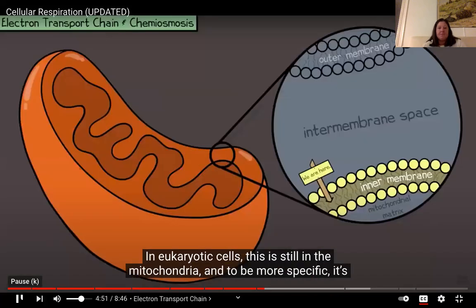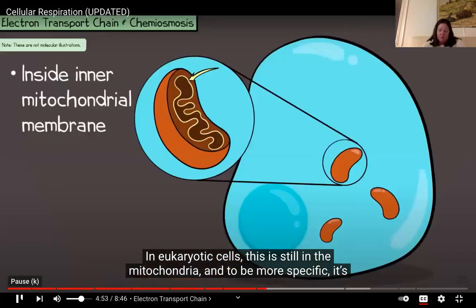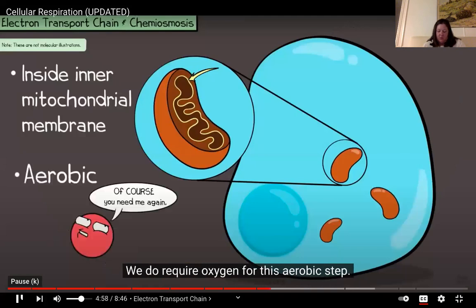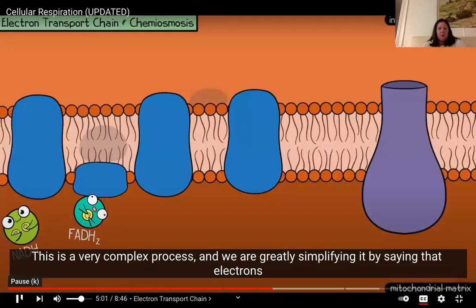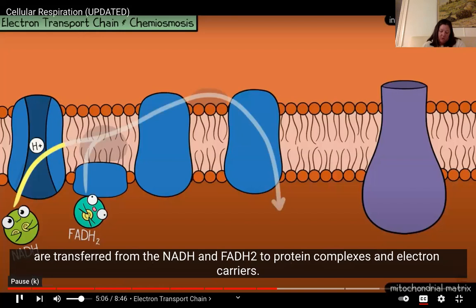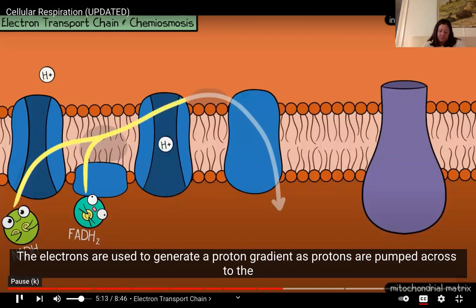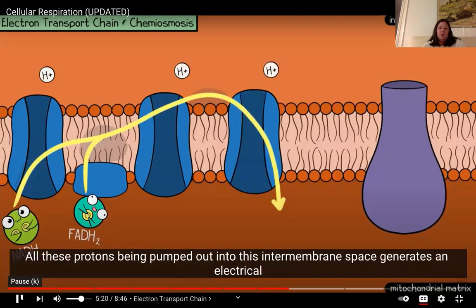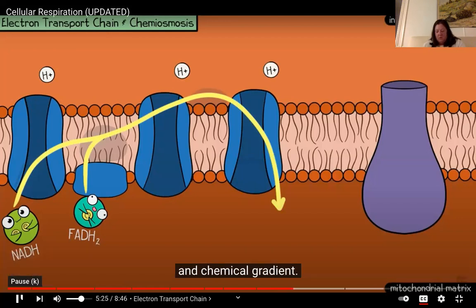In eukaryotic cells, this is still in the mitochondria, and to be more specific, it's involving the inner mitochondrial membrane. We do require oxygen for this aerobic step. This is a very complex process, and we are greatly simplifying it by saying that electrons are transferred from the NADH and FADH2 to protein complexes and electron carriers. The electrons are used to generate a proton gradient, as protons are pumped across to the intermembrane space. All these protons being pumped out into this intermembrane space generates an electrical and chemical gradient.